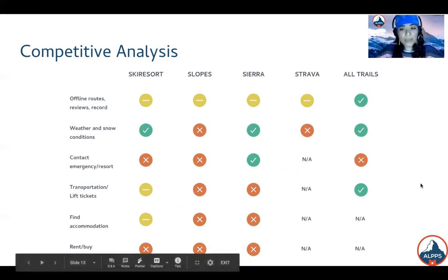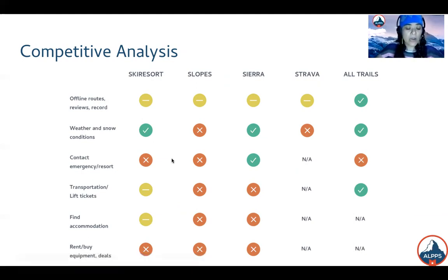So after we identified in the user journey what our users are looking for, we listed those things here, and then checked how these apps are solving these problems. So the first thing is offline routes, reviews of the routes, and recording your activity. AllTrails does a very good job with that. And the other apps do something. They have some offline maps. But something very important that they don't have is the reviews.